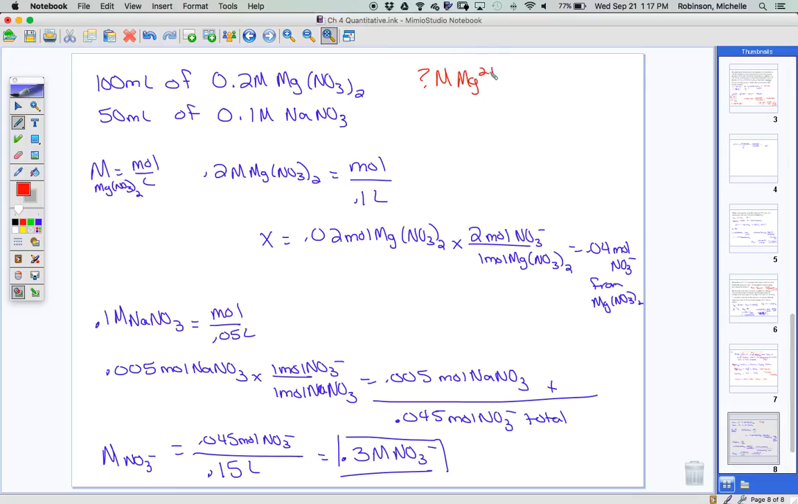Mg2+. You only have to do MgNO3, right? Because there's no Mg in the other. You only need it from here. So if I had to do moles over liters, what number would I put on top? The 0.02, right? Because it would be 1 to 1, because I only get 1 magnesium for every one of those. So it would be 0.02 moles of magnesium.